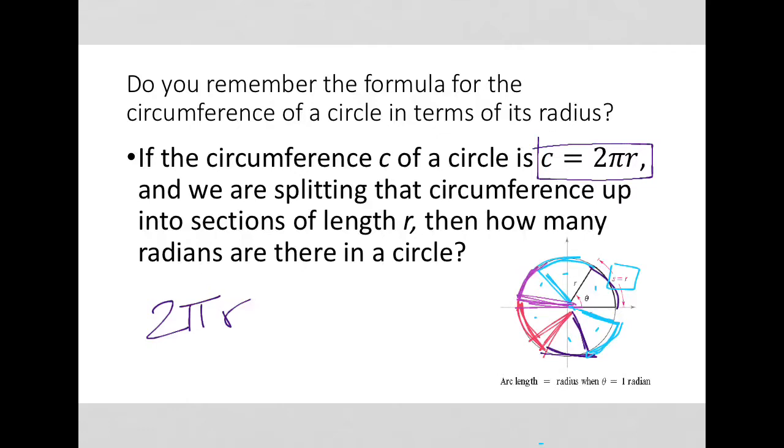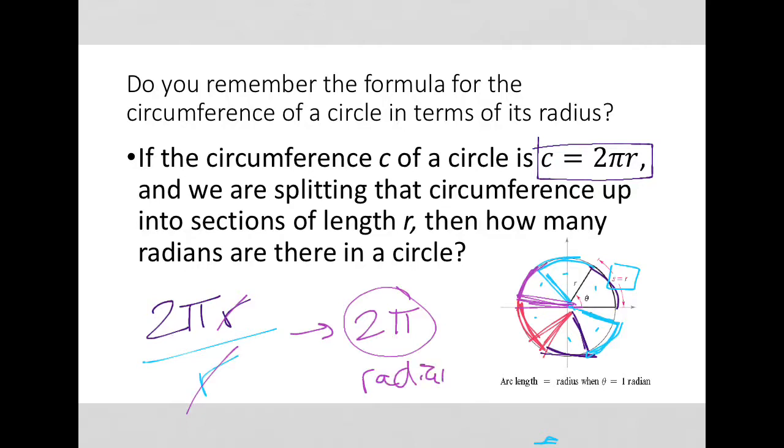Well, we're talking about division. So we need to take 2 pi r and divide it by the thing we're splitting it up to, which is r, because the length of a radian, the length of the arc of an angle that creates a radian, is the radius. And so notice we have an r and an r canceling out, so we're left with 2 pi. So in one full revolution, there are 2 pi radians.